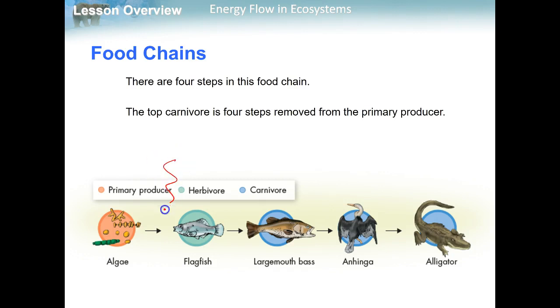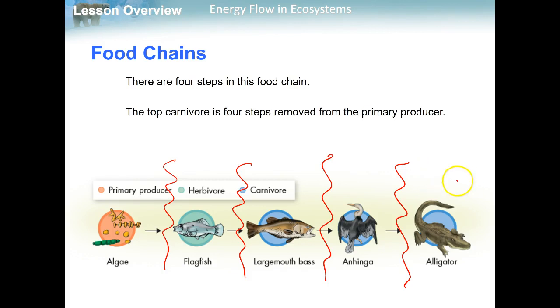So if we break it down like this, these are going to be the steps. The top level consumer, which we call the apex predator, is 4 steps away from the producer. So this is 1, this is 2, this is 3, this is 4. 4 steps away from that producer. So we call these steps trophic levels.